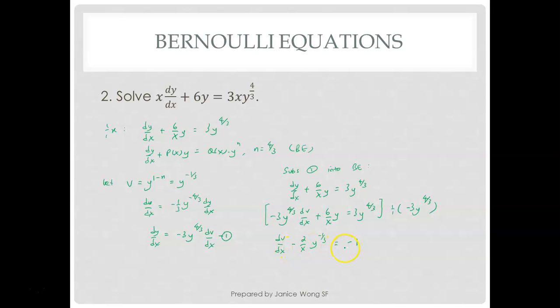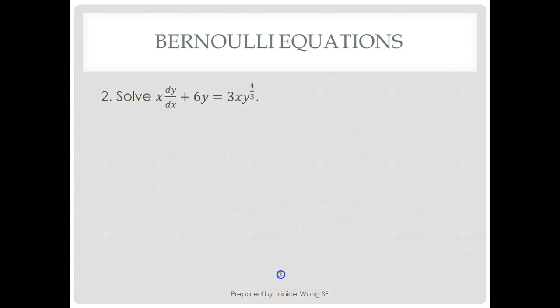Coming to this stage, you will notice the y term will always be v. See, v is y to the power of negative 1 over 3. It's the same. Therefore, we will get a complete differential equation fully in terms of v and x. And it is LFODE. So let's continue to solve this differential equation. Let's continue in the next page.